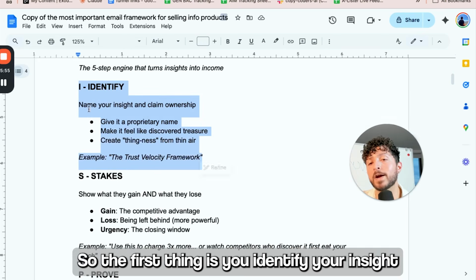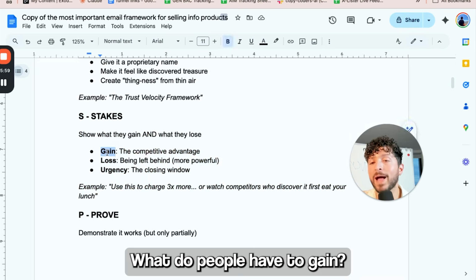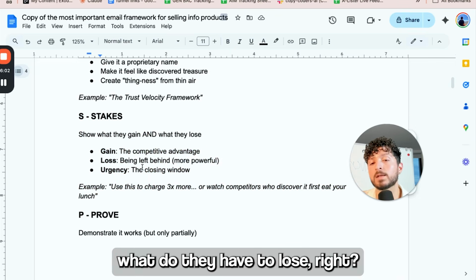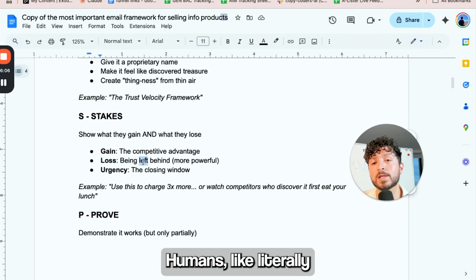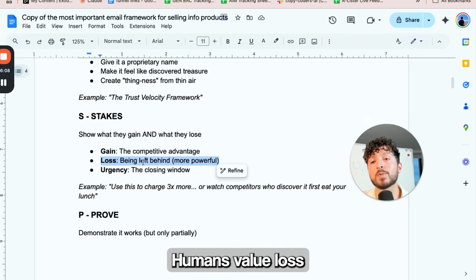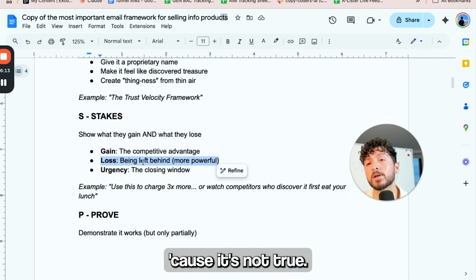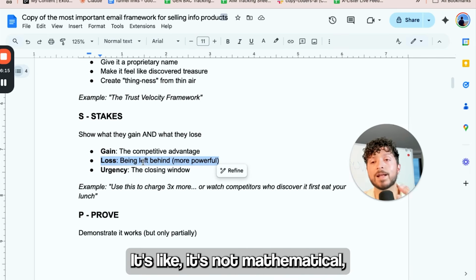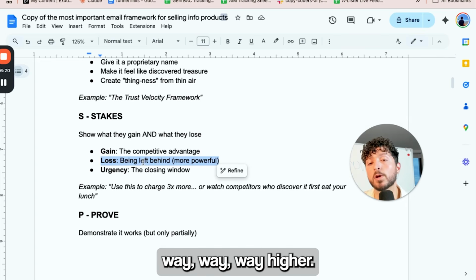So first thing is you identify your insight and you give it a name. The second thing is you establish the stakes. What do people have to gain? More importantly, what do they have to lose, right? Again, this is just basic human psychology. Humans, they study this. Humans value loss much, much greater than gain. So just figure out what they could lose. It's not mathematical or logical, but if they're going to lose something, they're going to value it way, way higher.